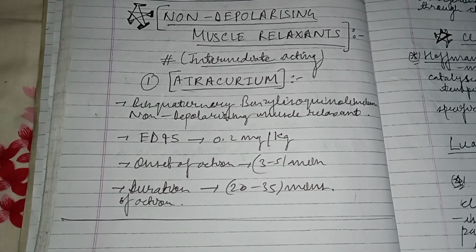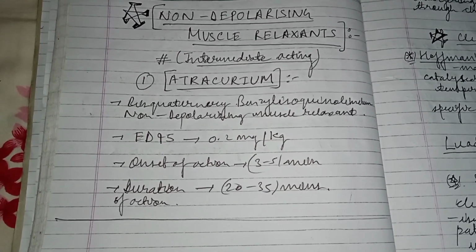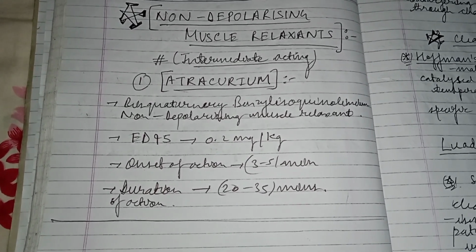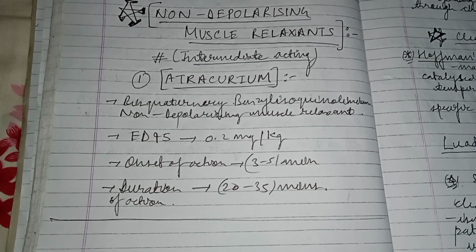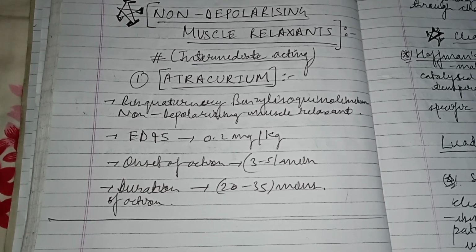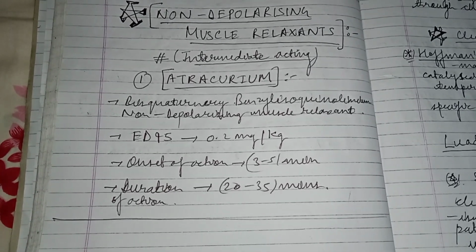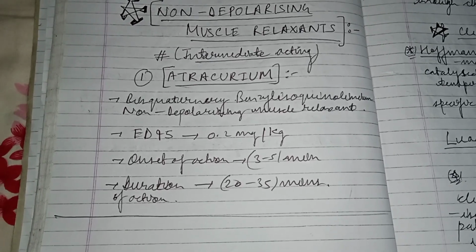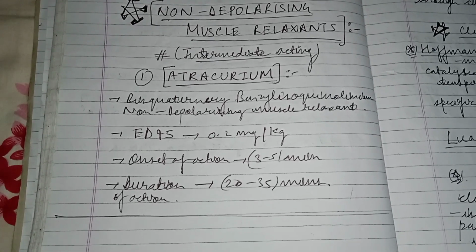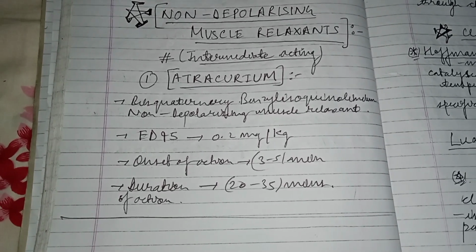Atracurium is a bisquaternary benzyl isoquinoline non-depolarizing muscle relaxant. I repeat, Atracurium is a bisquaternary benzyl isoquinoline non-depolarizing muscle relaxant. Its ED95 is about 0.2 mg per kg and the onset of action is about 3 to 5 minutes. The duration of action of Atracurium is about 20 to 35 minutes.